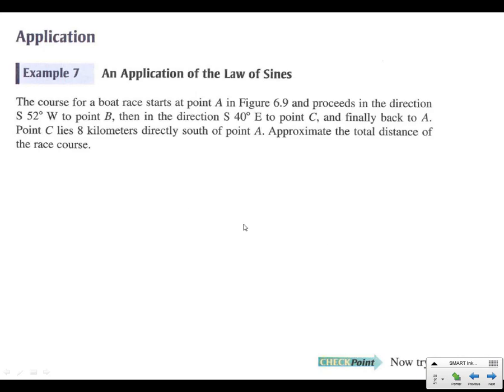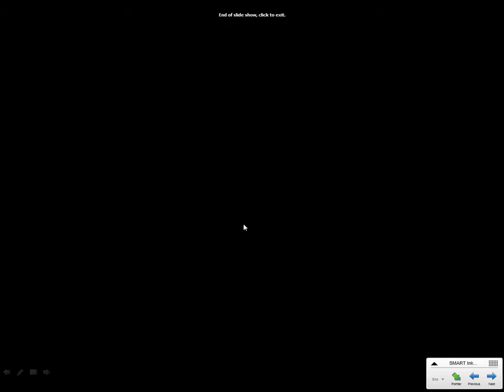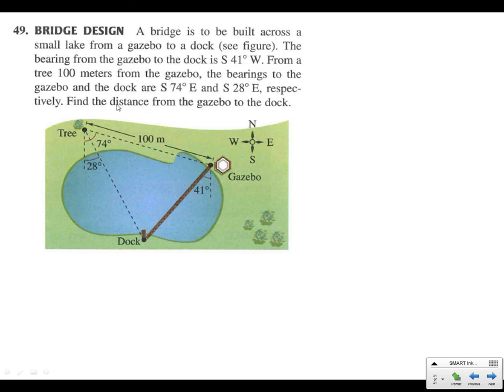All right, and then let's do an application here. Is this the last one? That is. Last one here. A bridge is to be built across the small lake from a gazebo. So here's our bridge we're building to a dock. The bearing from the gazebo to the dock is south. So remember bearing, we're going to point south from the gazebo, look south and then spin west 41 degrees. So this angle in here is 41.